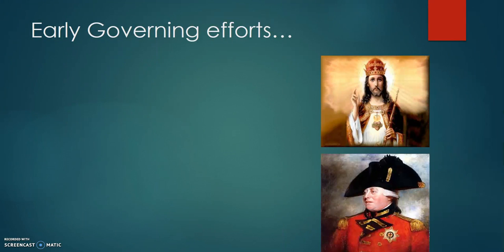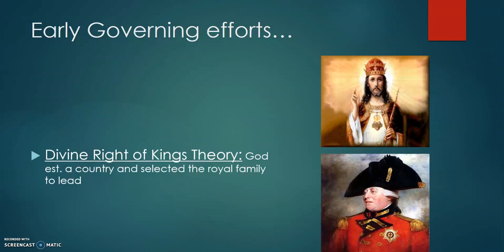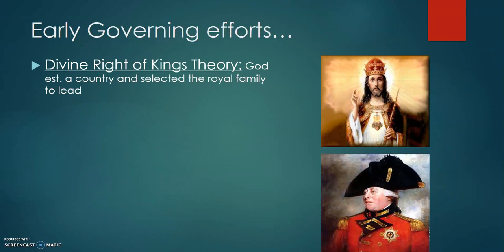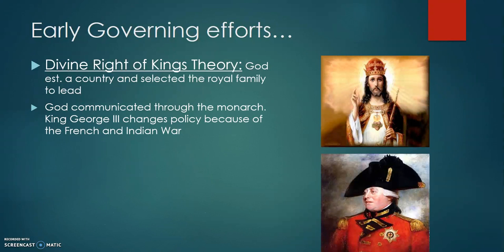From there, get into the early governing efforts and what that looked like. Divine right of kings theory, which is kind of like the mandate of heaven, but it's basically saying that God selects a royal family to lead rather than just a person, and that they communicate with that king or queen, whatever it may be.